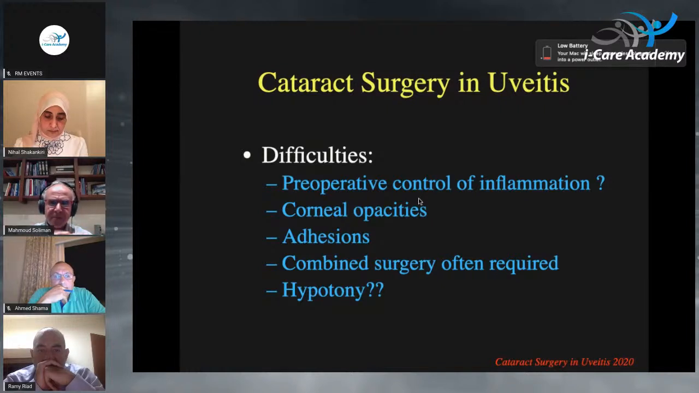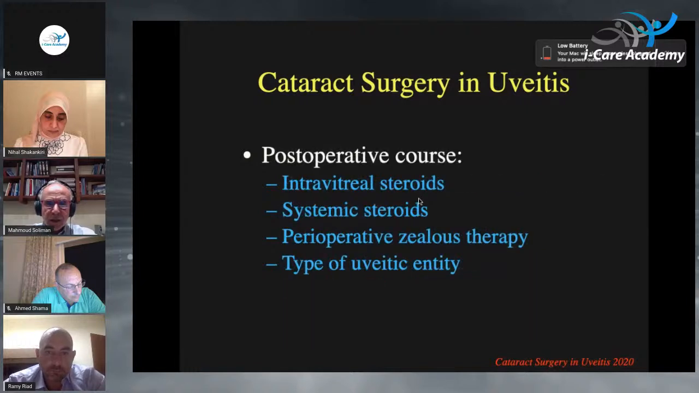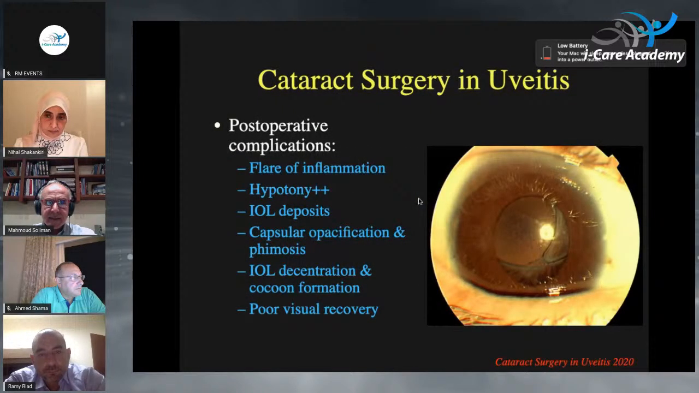Okay, so there are difficulties when you're operating on these patients. As we mentioned, the preoperative control of inflammation, corneal opacities, you can chelate them. Adhesions are sometimes quite difficult, but manageable. Combined surgery is often required. And as I mentioned, our enemy is not glaucoma or adhesions. Our enemy is hypotony. Postoperative course, we mentioned that you have to use all your armamentarium, and still you get complications. What are the complications faced?